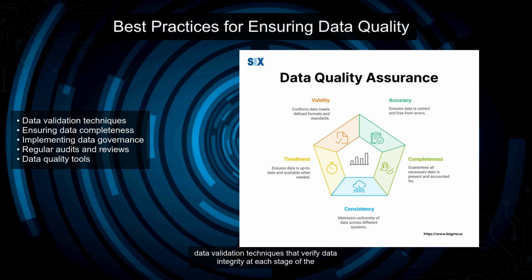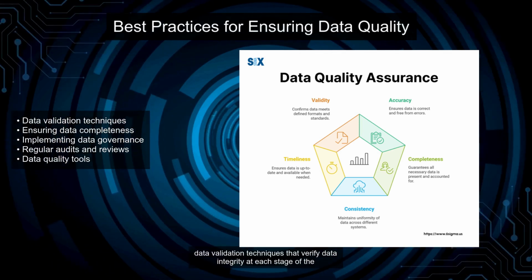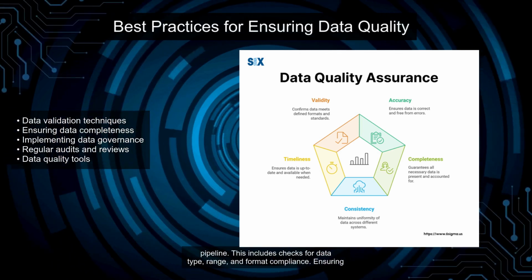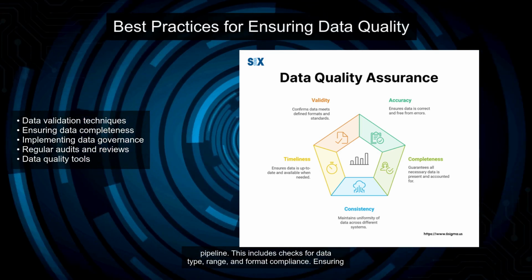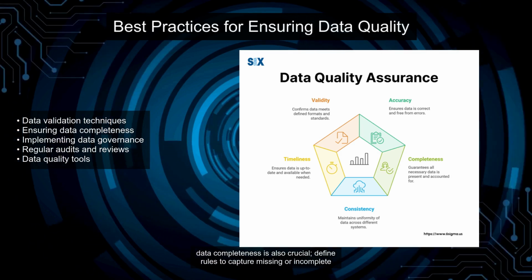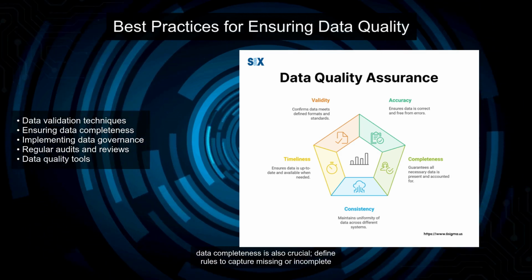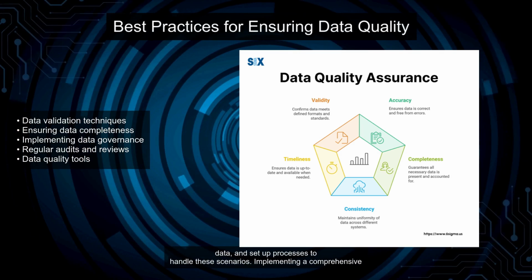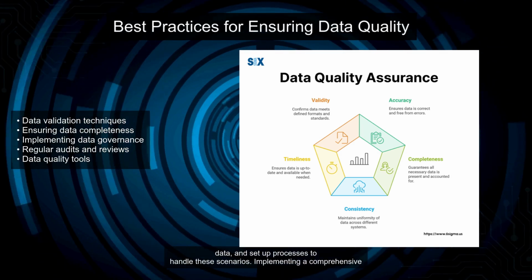Begin with robust data validation techniques that verify data integrity at each stage of the pipeline. This includes checks for data type, range, and format compliance. Ensuring data completeness is also crucial. Define rules to capture missing or incomplete data, and set up processes to handle these scenarios.